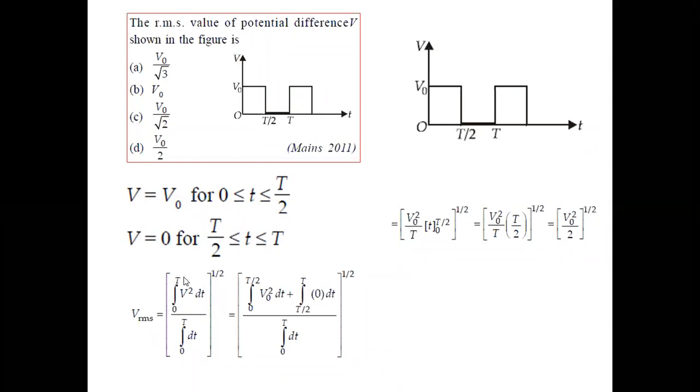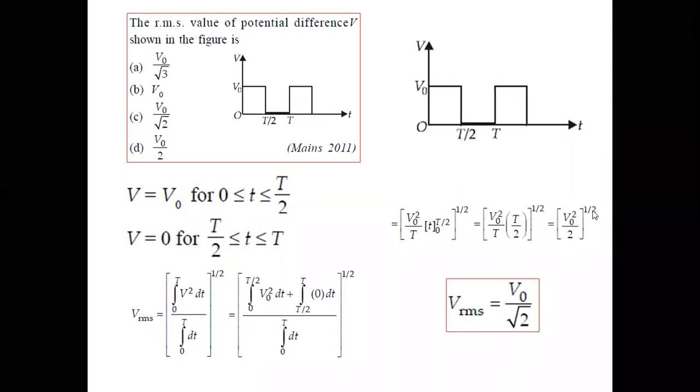You simplify this first step. When you simplify, you'll end up with this whole relationship. Now the last step, I will do it in this fashion. This RMS is written as V0 square by 2, and the 2 is kept under root, so it is V0 by root 2.